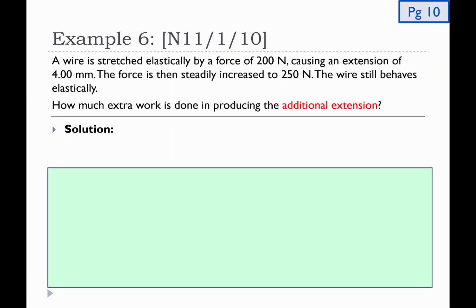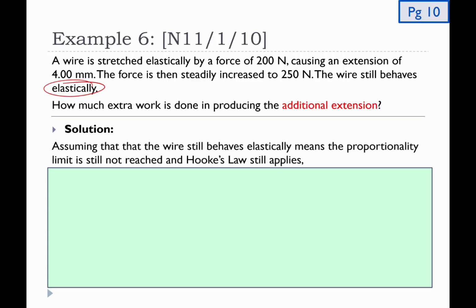Here we have a wire stretched elastically by a force of 200 Newton, causing an extension of 4 mm. Then the force is increased to 250 Newton. The wire still behaves elastically. So how much extra work is done in producing the additional extension? Here you can see that the question mentions elastically. And from what we have mentioned just now, Cambridge actually mixes up the elastic limit with the proportionality limit. So here we can assume Hooke's law will still apply.